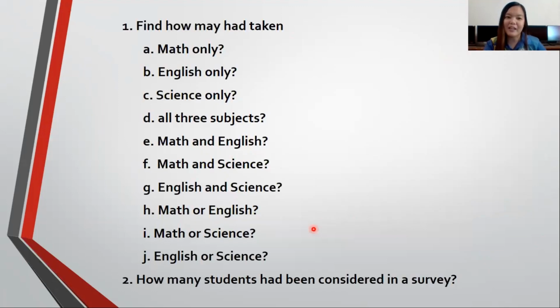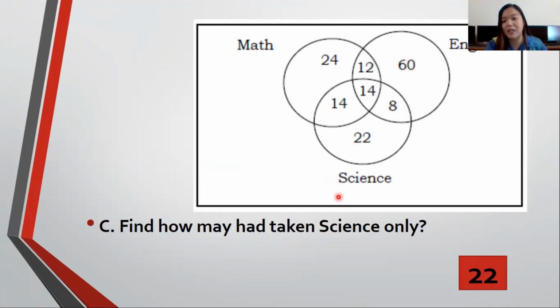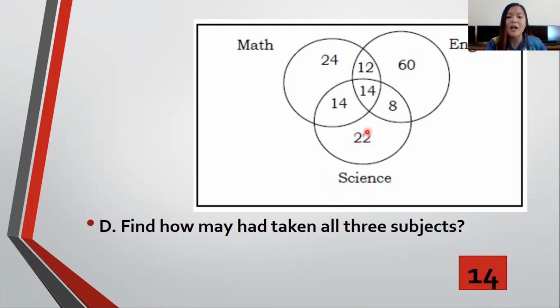So, let's find for A. How many had taken math only? So, math only meaning to say, ito lang. So, the answer is 24. Now, how many had taken English only? English only, ito lang. Yung walang kasamang iba, siya lang. So, you have 60. And then, how many had taken science only? So, ito lang. So, you have 22. How many had taken all the three subjects? So, yung three subjects, yung lahat na yon, yung nasa gitna ng mga circles, you have 40.